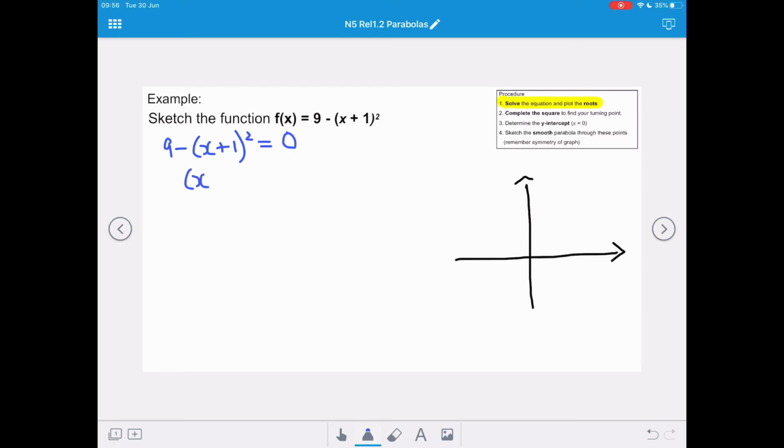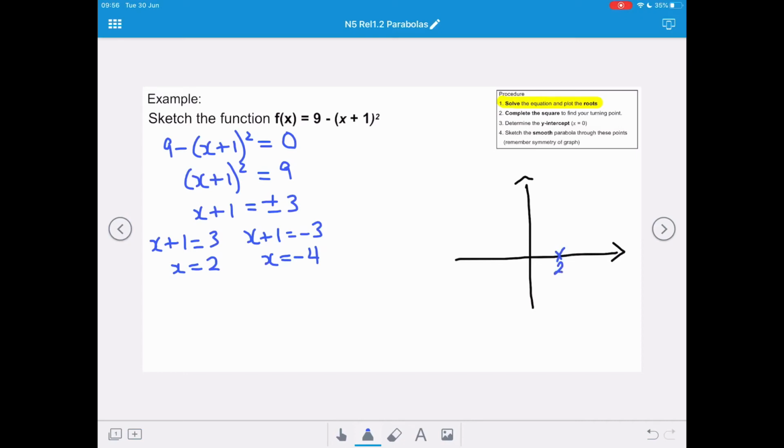Then we can say that (x plus 1) all squared is going to be equal to 9. We're going to square root both sides to get rid of the squared bracket, remembering that x plus 1 is going to equal plus or minus 3. So x plus 1 is going to equal 3, giving us a value of x equals 2, or x plus 1 is going to equal negative 3, giving us a value of x equals negative 4. And we're going to plot these onto our grid at (2, 0) and (negative 4, 0).